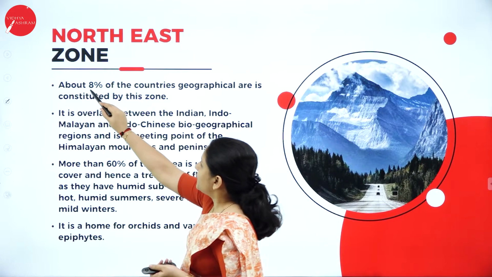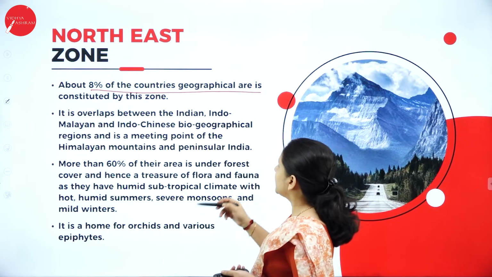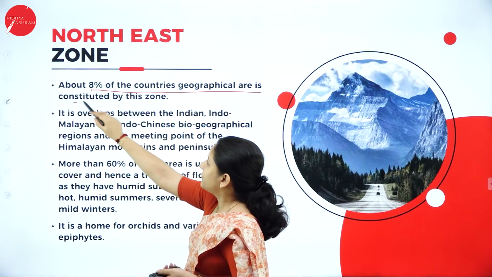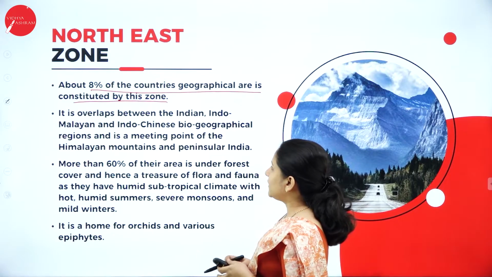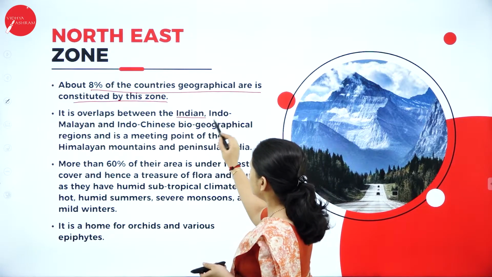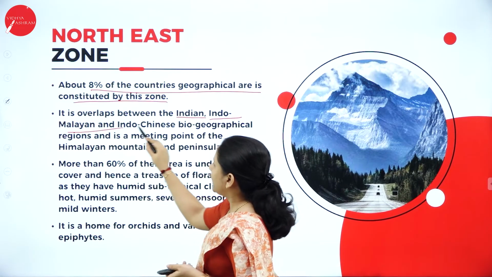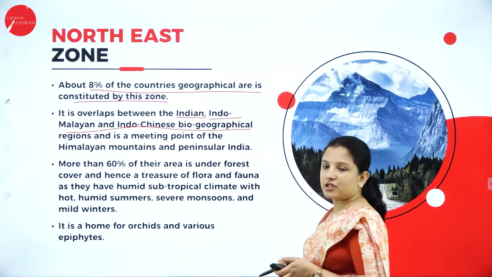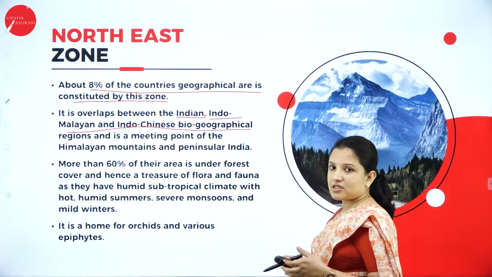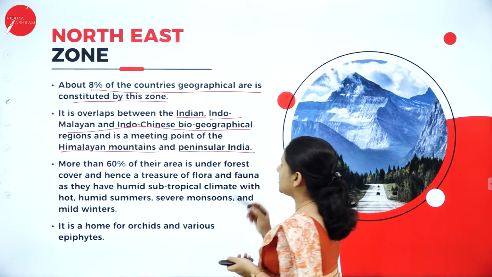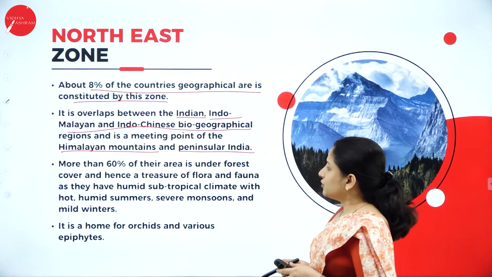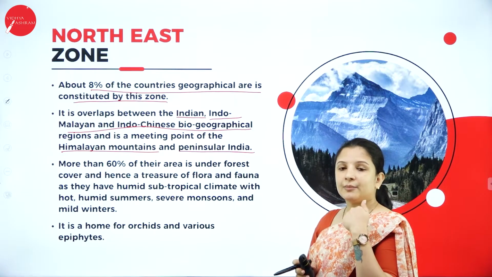So, about 8% of the country's geographical area is constituted by this particular zone, that is the northeast zone. It overlaps between the Indian, Indo-Malayan and Indo-Chinese biogeographical regions, and it is a meeting point wherein the Himalayan mountains and the peninsular India tend to meet. So, the northeast zone is completely different.